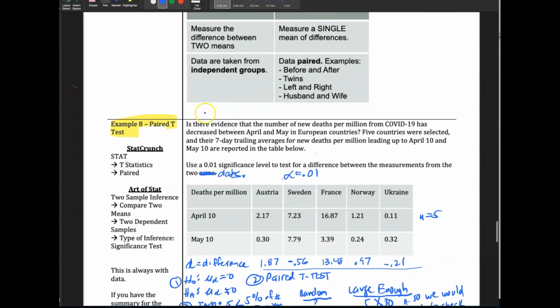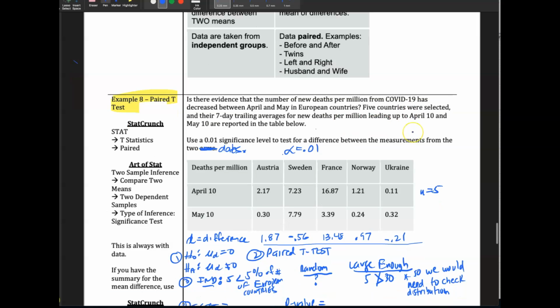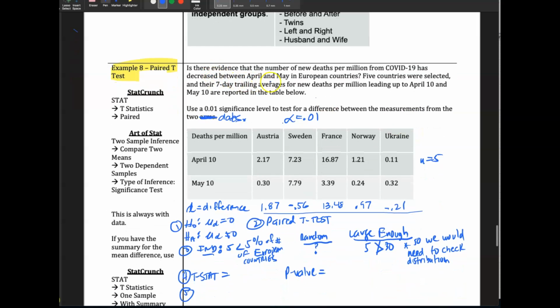Let's go ahead and look at the example we have here. We're going to be comparing COVID-19. Let's look at the question first: is there evidence that the number of deaths per million from COVID-19 has decreased between May and April for European countries? Here is a sampling of European countries and the new deaths per million measured here. You'll see this data is paired and connected because we're comparing before, in April, and after, in May, within the same countries.